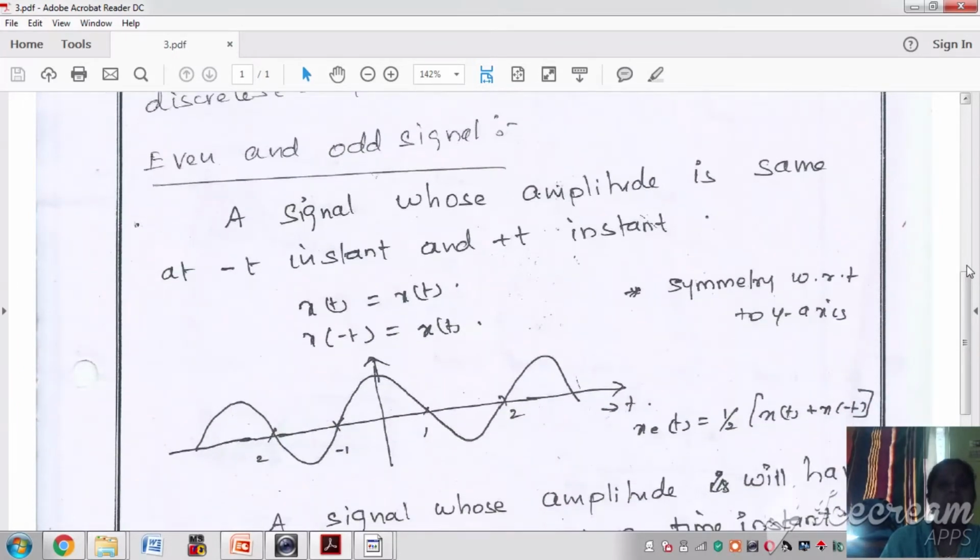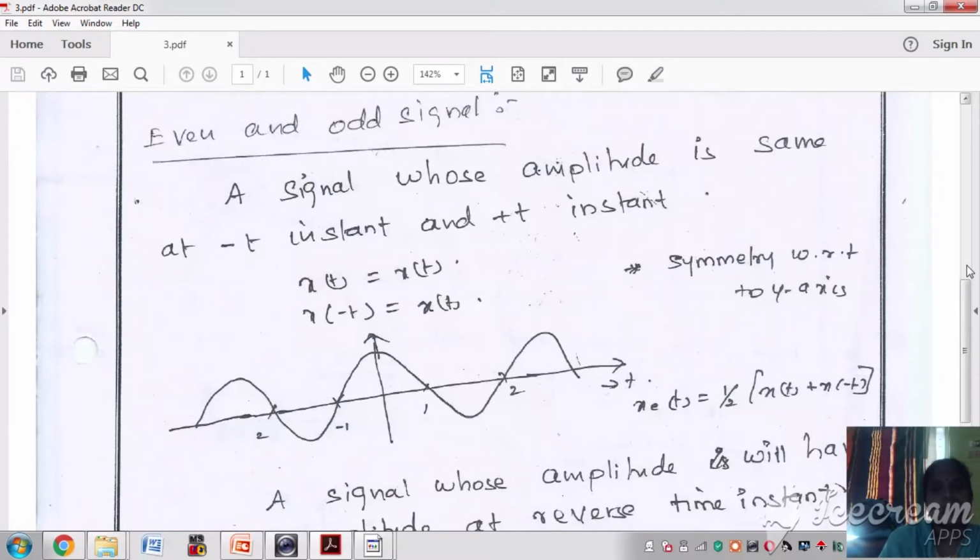And the next one is even signal and odd signal. An even signal is nothing but a mirror image. Whatever is available on the positive side, the same thing will be available on the negative side. Here at 0 you have amplitude 1. At time t equal to 1, the value of the signal is 0, and at t equal to minus 1, it is also 0. At t equal to 1.5, the amplitude is minus 1, and at t equal to minus 1.5, the amplitude is also minus 1. So the signal whose amplitude is the same at time instants minus t as well as plus t is an even signal, also called a symmetric signal. The formula for an even signal is x e of t equal to 1 by 2 times x of t plus x of minus t.